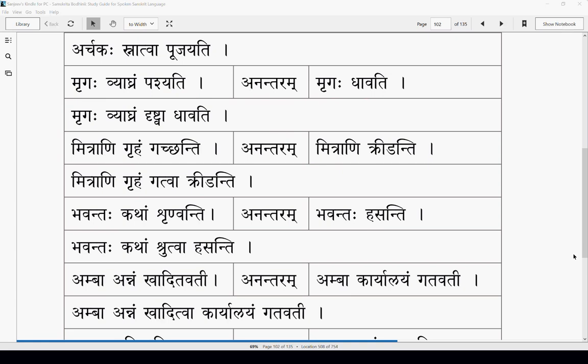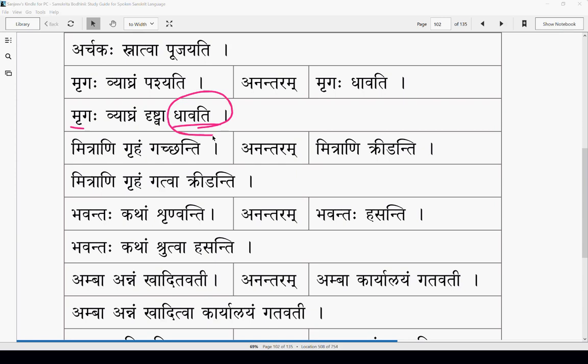Bhavantah katham shrunvanti anantaram bhavantah hasanti. So bhavantah, you all. Bhavantah katham shrutva hasanti. Amba annam khaditavati. Amba karyalayam gatavati. Amba annam khaditva karyalayam gatavati. So now, note that as I said before, the second one, dhavati, could be in present tense, past tense, or future tense, or any tense actually.